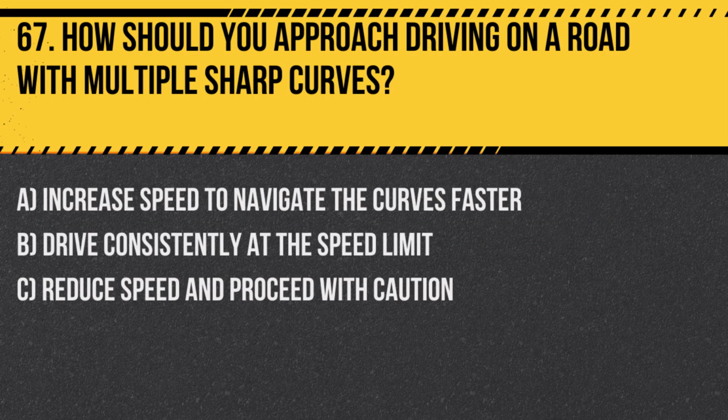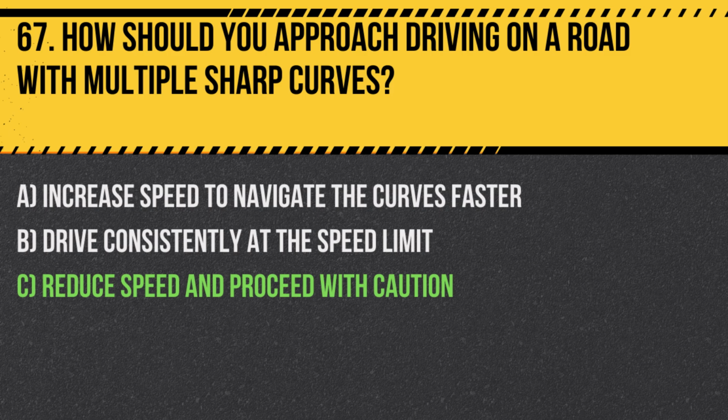Question 67. How should you approach driving on a road with multiple sharp curves? A. Increase speed to navigate the curves faster. B. Drive consistently at the speed limit. C. Reduce speed and proceed with caution. Answer. C. Reduce speed and proceed with caution. Sharp curves require careful handling and reduced speeds to maintain control of the vehicle.